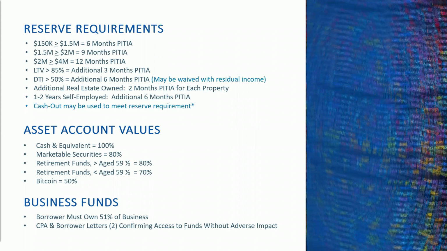Reserve requirements. All of our products do have a reserve requirement, largely based on loan amount, but there are a couple of other nuances that we'll touch on. Between 150 and 1.5 million is 6 months payment. 1.5 to 2 is 9. 2 to 4 is 12. If we have greater than 85 LTV, it's going to be an additional 3 months, and DTI exceeding 50 is an additional 6 months, unless we can meet the residual income requirement.